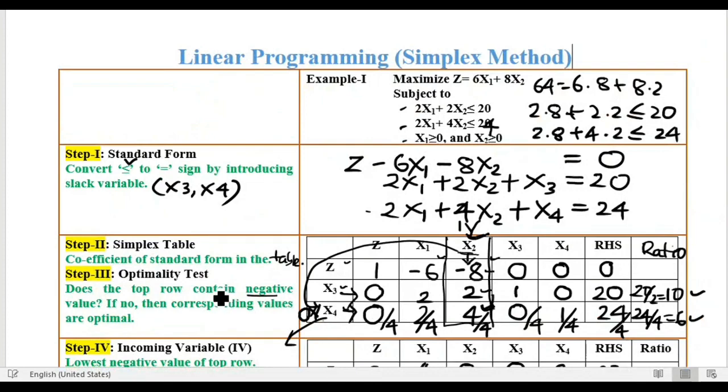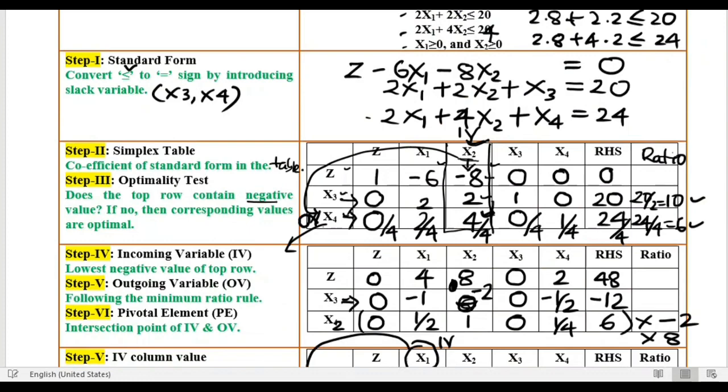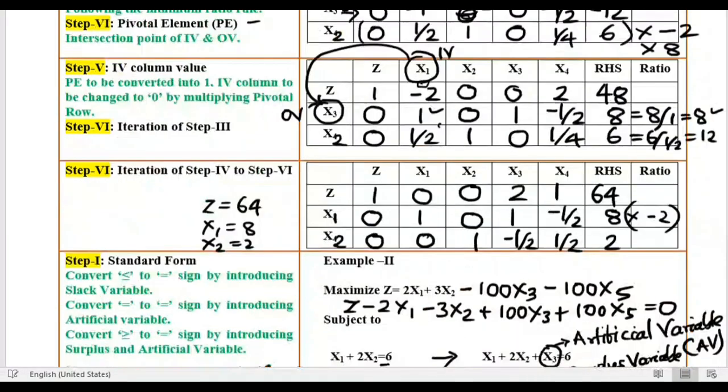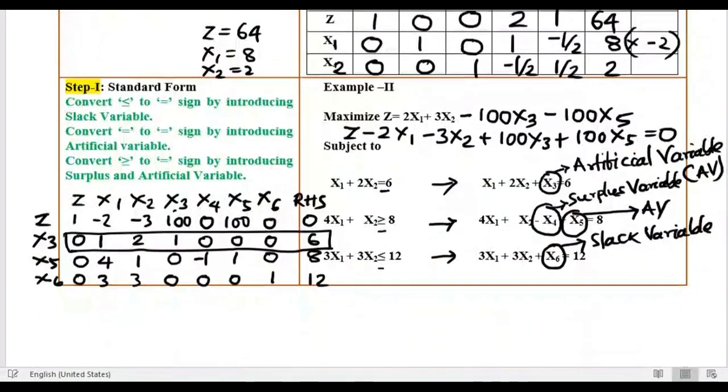Then after the optimality test, we find the incoming variable, then the outgoing variable and the pivotal element, then how the column values change, making the pivotal element 1 and the other entries in the incoming variable column 0. The iteration will continue till all values in the first row become positive.